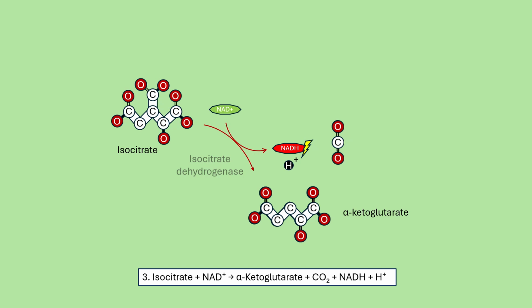This is a key regulatory step of the cycle. Isocitrate dehydrogenase activates when energy is low, so when there's a high presence of ADP, or is inhibited when energy is high, when there's high ATP or high NADH.